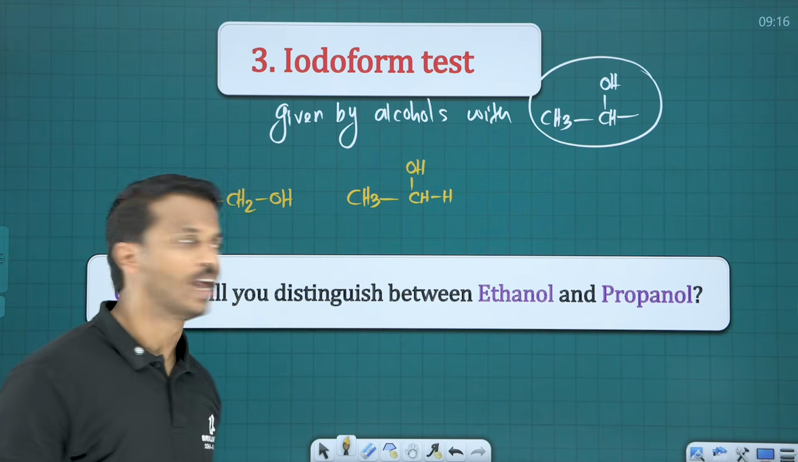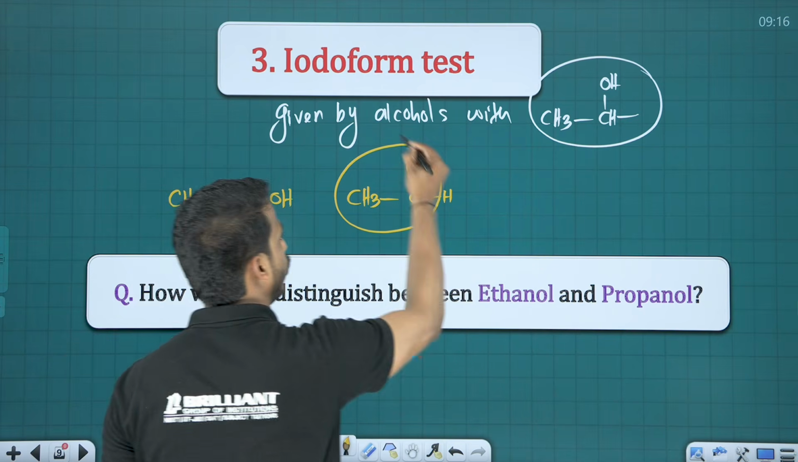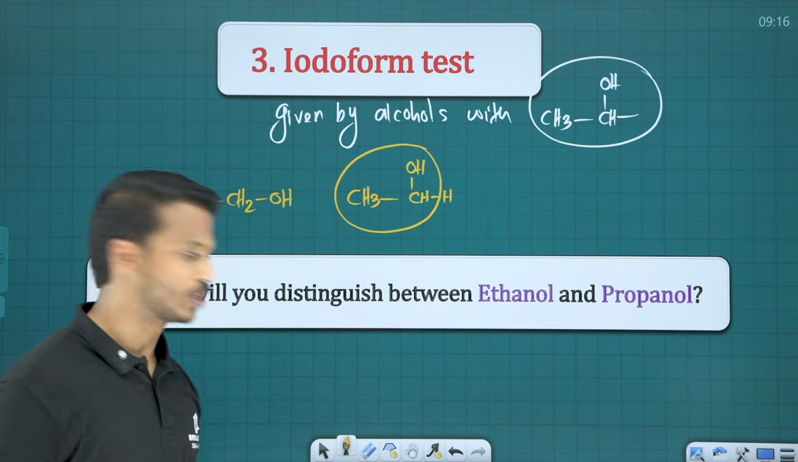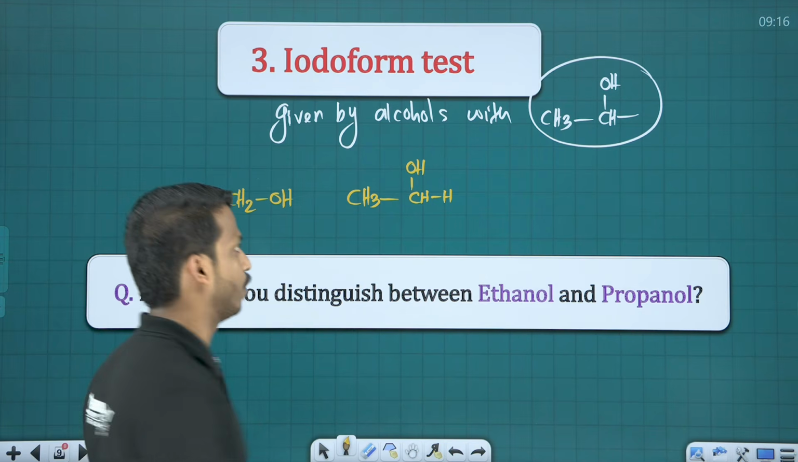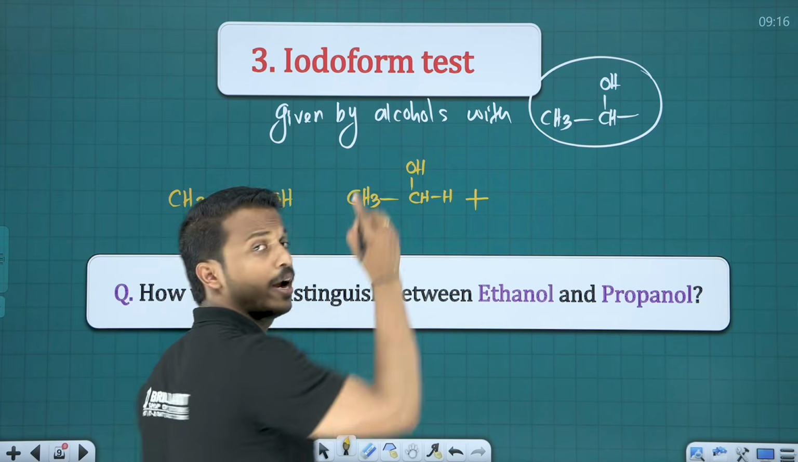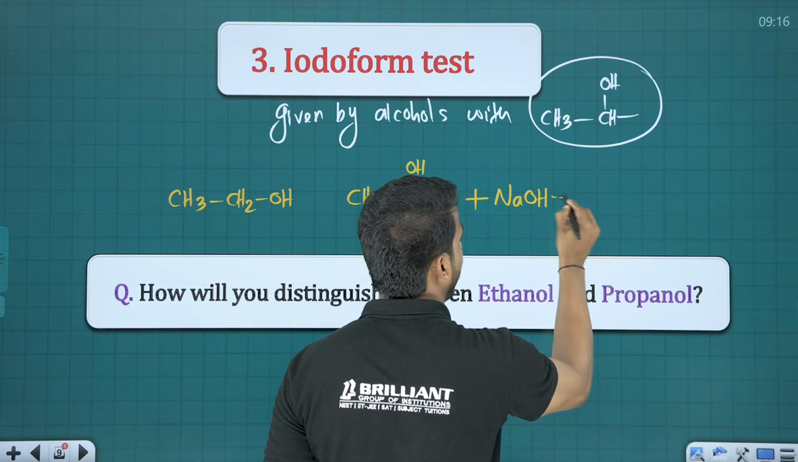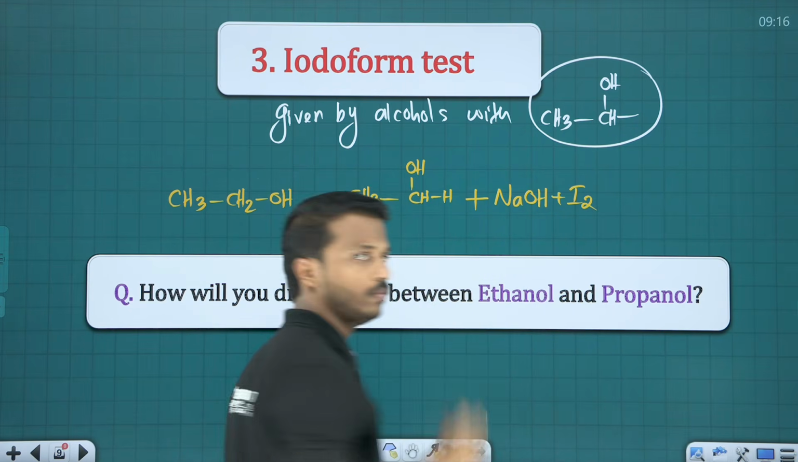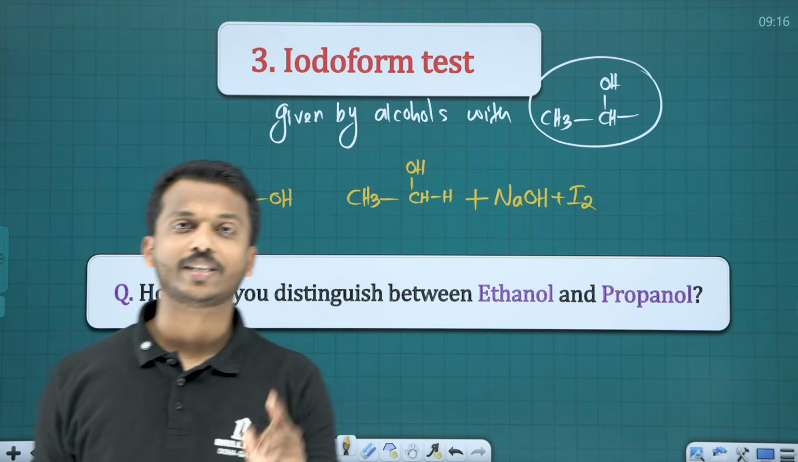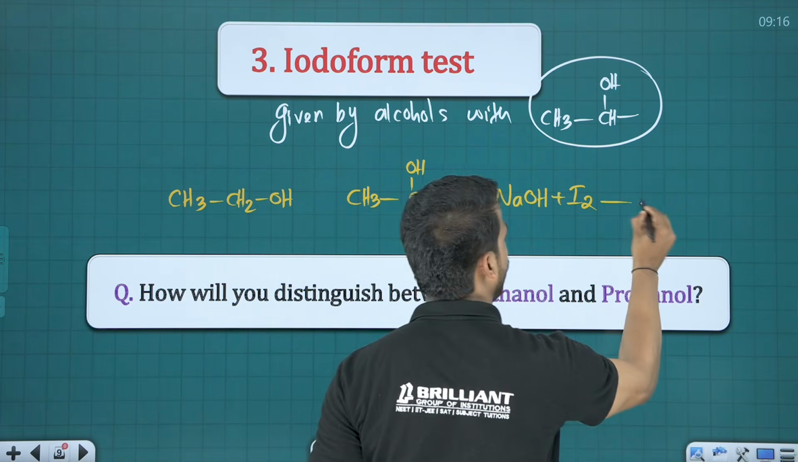CH3CH2OH. Yes, it's ethanol. It contains that particular group, CH3CHOH. How to write the product? Very carefully listen. In order to get iodoform, we have to react with NaOH and iodine, and we have to heat the solution.